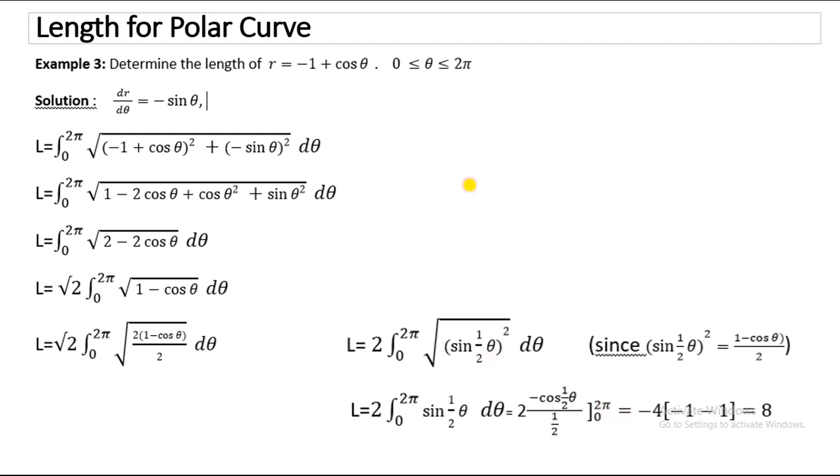Always, area and length must be positive. Always the length and the area must be positive. If the result is negative, you are wrong. If the answer for area or length is negative, it means there is a mistake. There is a mistake.